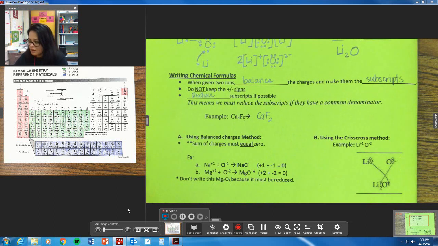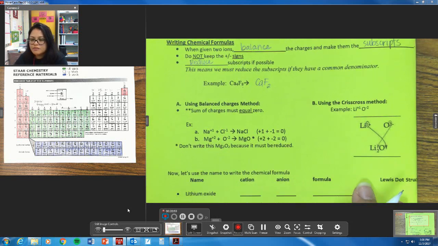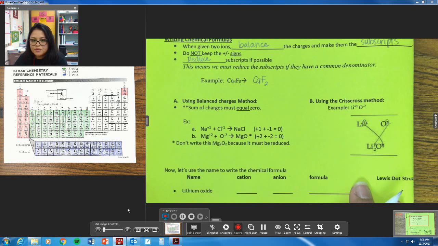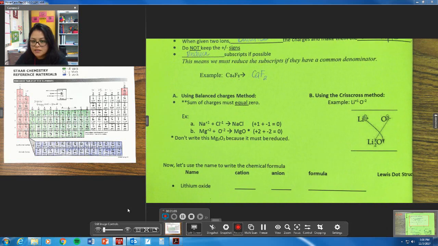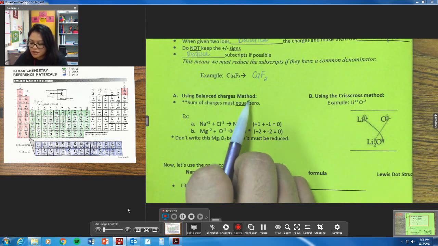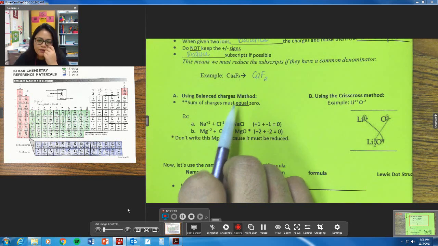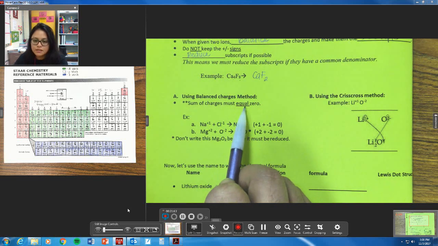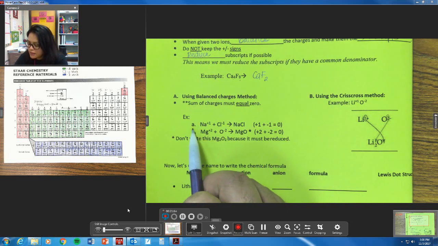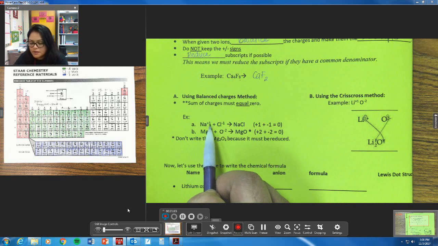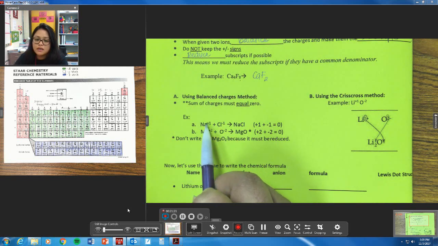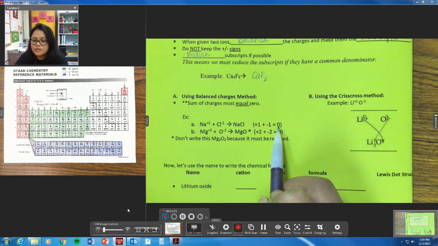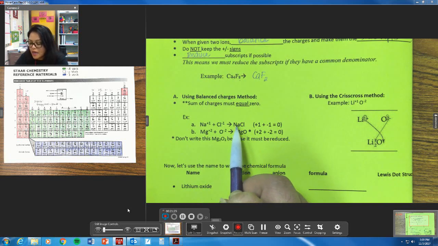Alright, so there are 2 different methods to writing chemical formulas. The first way is to use the balanced charges method. The sum of your charges must equal 0. So if we take a look at example A, sodium positive 1, chlorine negative 1, well, our charges cancel each other out. It equals 0. So that means we would have just 1 of each element.